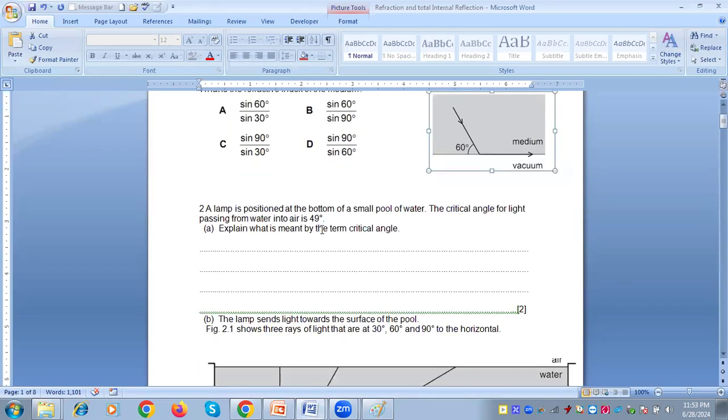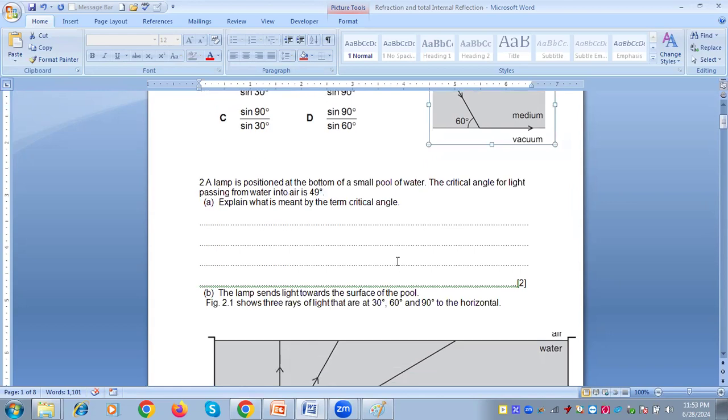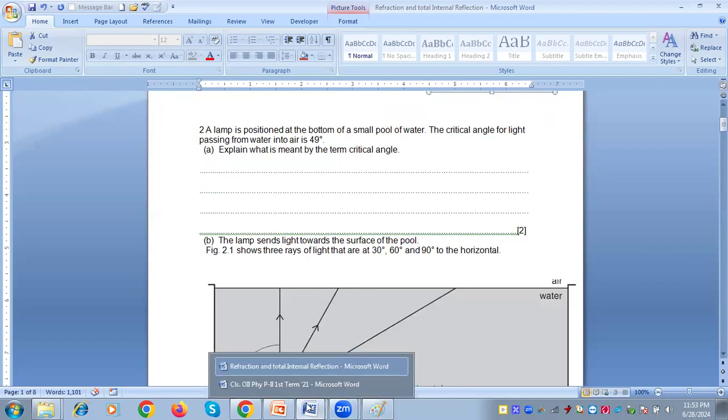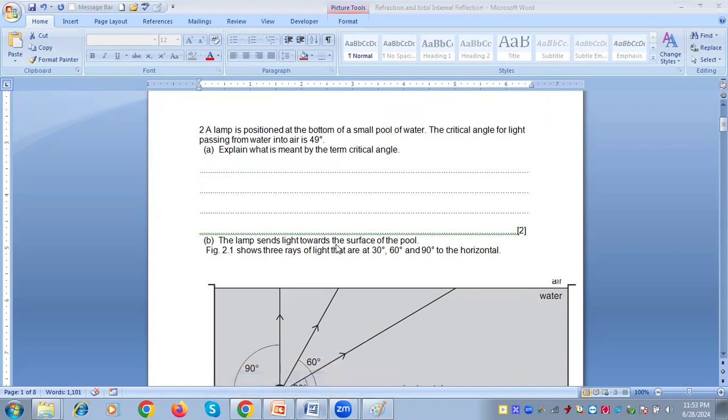The lamp is positioned at the bottom of a small pool of water. The critical angle for light passing through the water into air is 49 degrees. Explain what is meant by the term critical angle. Critical angle, I just gave the definition: the angle of incidence in the denser medium for which angle of refraction in the rarer medium becomes 90 degrees. Here, because it carries 2 marks, so when ray of light goes from denser to rarer medium, the angle of incidence for which angle of refraction in the second medium becomes 90 degree.